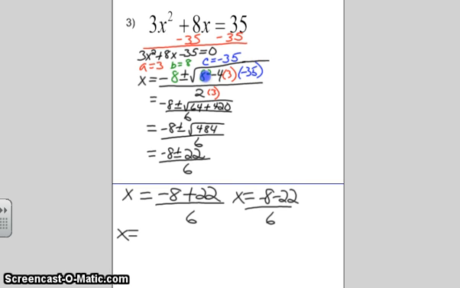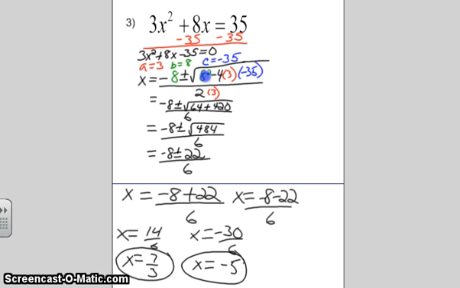So negative 8 plus 22 is 14. So it becomes 14 over 6. Simplify that fraction. I can take a 2 out of top and bottom. So 7/3. That's one of the 2 solutions. The other solution, negative 8 minus 22 is negative 30. Negative 30 divided by 6 is negative 5. So there's my other solution.